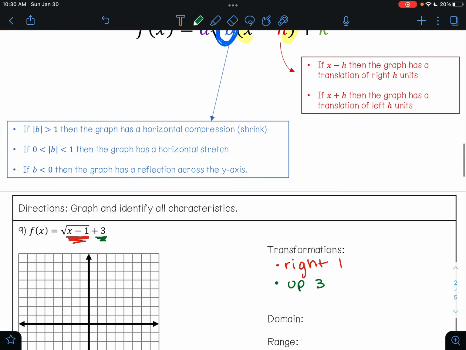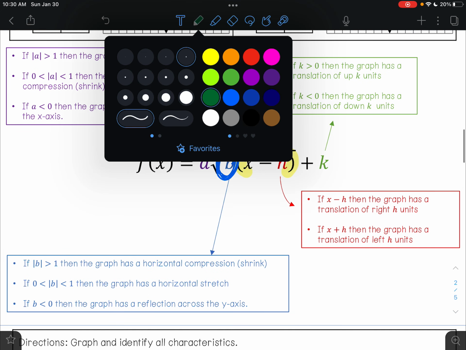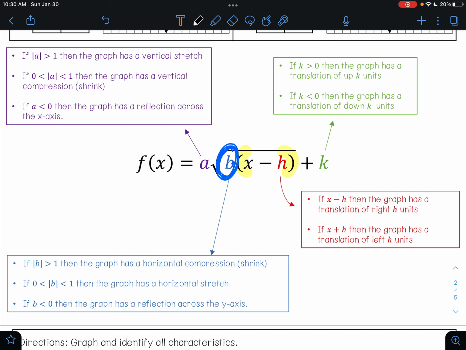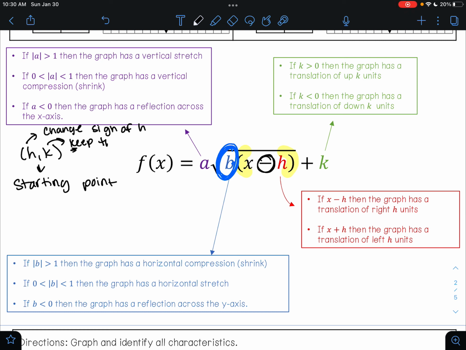Now, one other thing I do want to mention about this formula here is that HK will tell you your starting point. Whenever you find HK, just like how we did with quadratics, you will change the sign of H because of that negative inside there. It kind of changes things for you. So change the sign of H, and you keep the K value, you keep the sign of K. And that will always tell you your starting point.